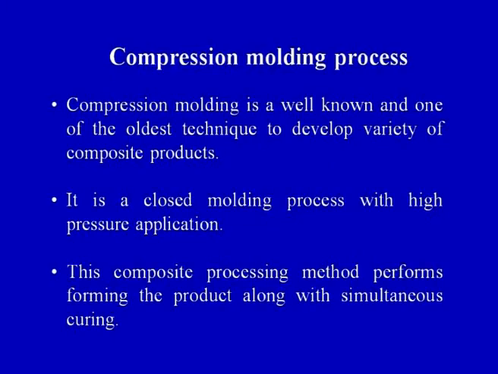So, the last point emphasizes that this composite processing method performs forming the product along with simultaneous curing. It will deform the raw material into the final product, as well as the curing would also take place. So, what do we mean by curing? Curing is a process of conversion of the raw material into the final solid product. Sometimes the name polymerization is also used. So, basically this is a process in which the deformation and the curing, conversion from a semi-solid state to a fully solid state, take place simultaneously.